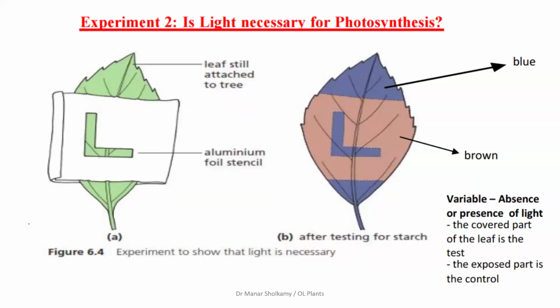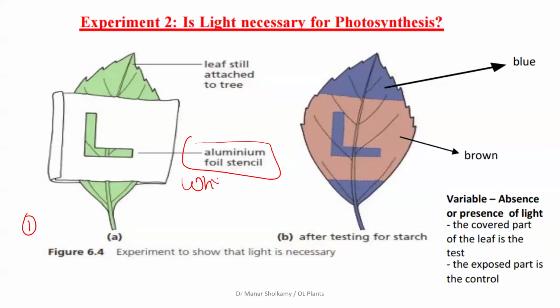We got a leaf, okay? And we destarched it, of course, before we put it in a cupboard for 2 to 3 days. So we removed most of the starch, and we did not allow it to photosynthesize for 2 or 3 days only, not more than that, because we don't want to kill the plant. We only want to destarch the plant. And then we covered part of the leaf with aluminum foil.